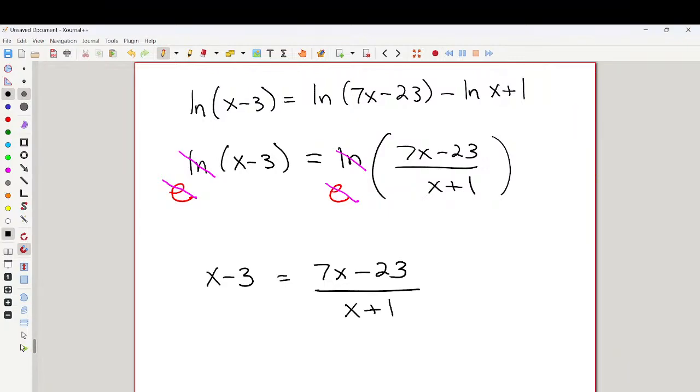It doesn't feel like a quadratic just yet, but we'll solve this by cross multiplying. So I'll put in 1 there. And then we're going to say 1 times 7x minus 23. And we'll say this times that. This times that.